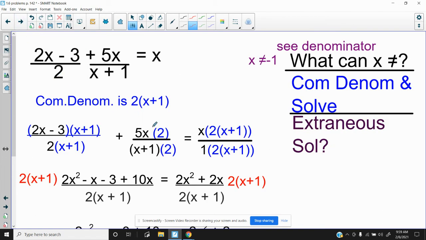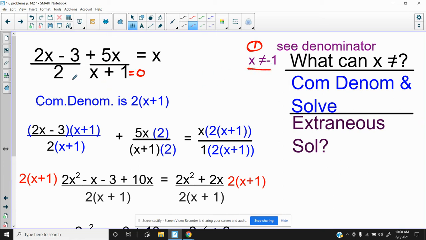So let's take a look at this example here. I've got 2x minus 3 over 2 plus 5x over x plus 1, and that equals x. So the first thing we want to do is consider what x cannot equal. Well, if we set our denominators equal to 0 and solve, we see that x equals negative 1. And that would make this denominator equal to 0. So x cannot equal negative 1.